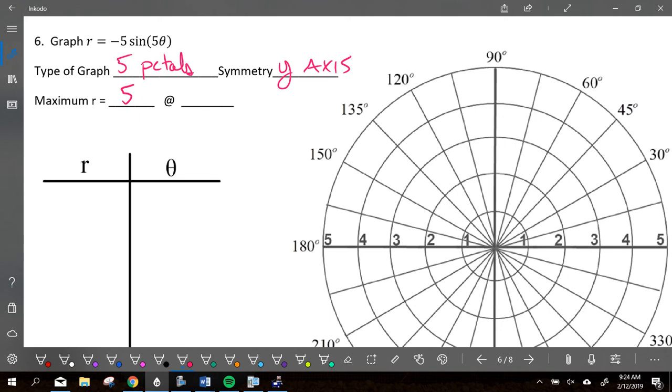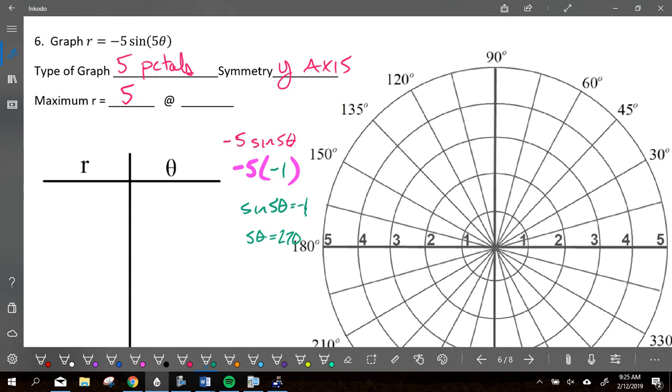And then this is the only place that's maybe slightly different. -5 sine 5 theta. I want this to be a maximum of 5. So you're answering the question, -5 times what gets me 5? -1. And so I'm answering the question, when is sine of 5 theta equal to -1? So 5 theta needs to be equal to 270 degrees.